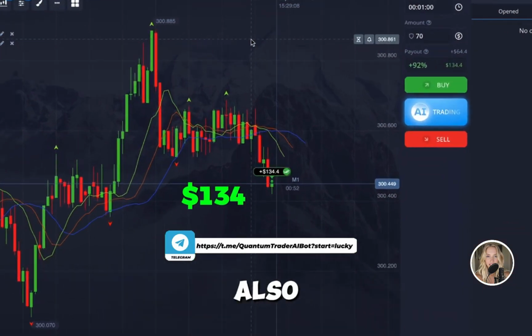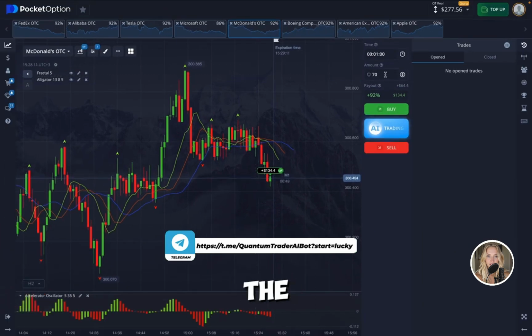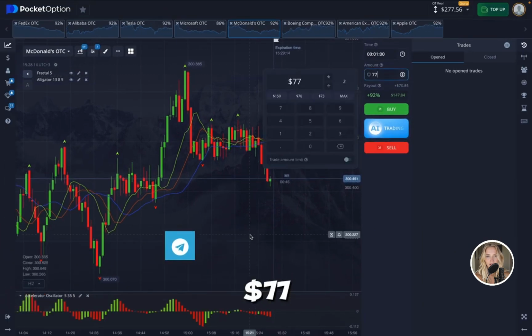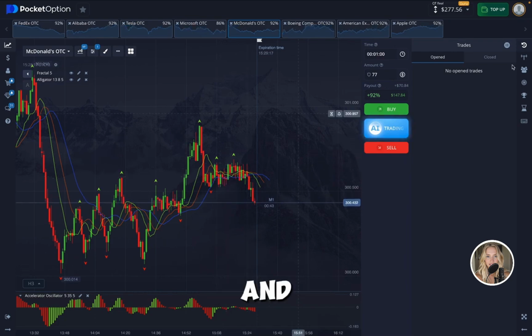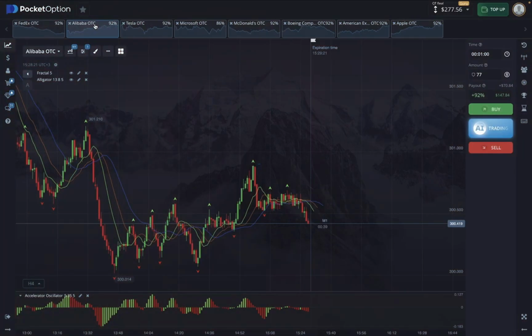And the deal is also closing well. Let's open the next position at $77, continue the analysis, and select the next asset.